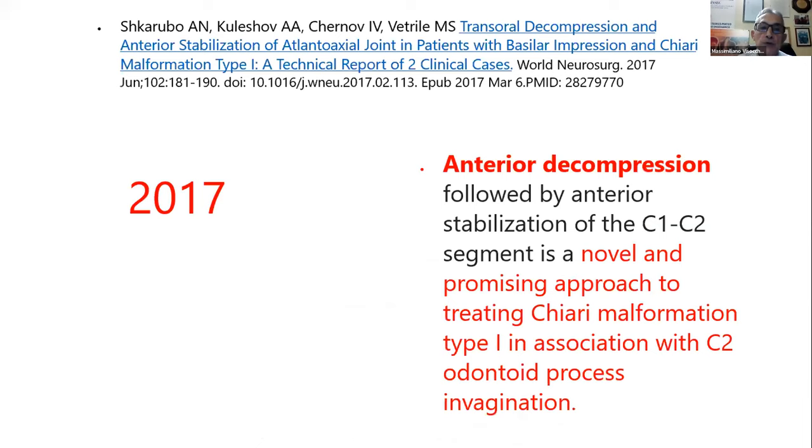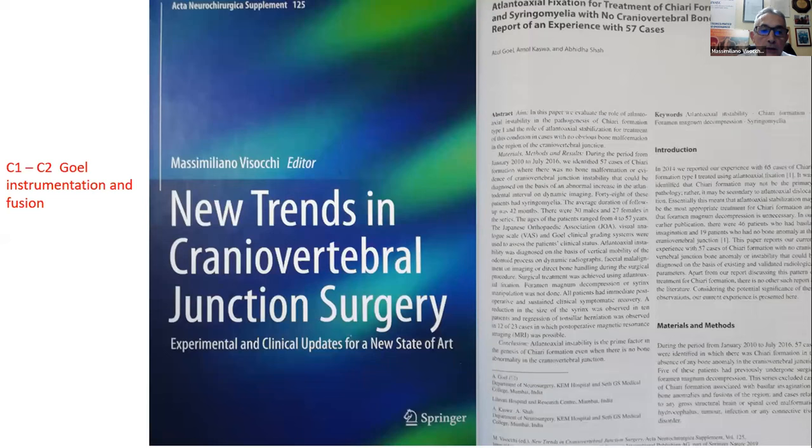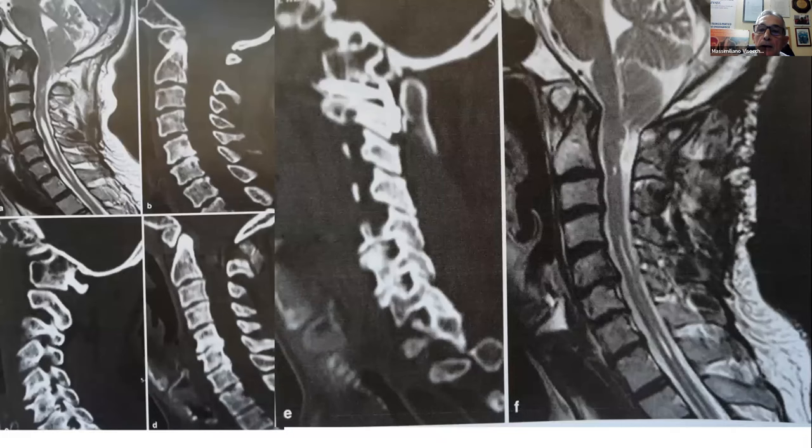Literature states that anterior decompression can be considered a novel and promising approach to treating Chiari malformation type 1 when we deal with odontoid process invagination. And Atul Goyal claims C1, C2 instrumentation and fusion when dealing with Chiari malformation, since he considered tonsillary herniation like an airbag mechanism of compensation of the impingement of the anterior aspect of the posterior cranial fossa.